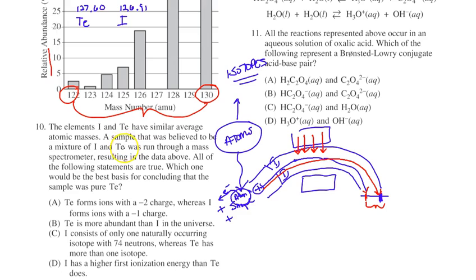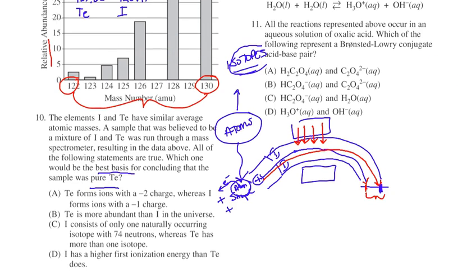A sample that was believed to be a mixture of iodine and tellurium was run through a mass spec. The resulting data above appeared. All of the following statements are true. Which would be the best basis for concluding that the sample was pure tellurium? Well, again, we're really thinking about isotopes and all these different isotopes. Let's look at the options.